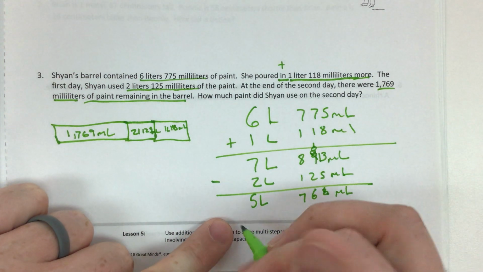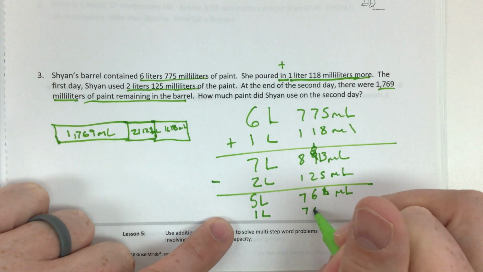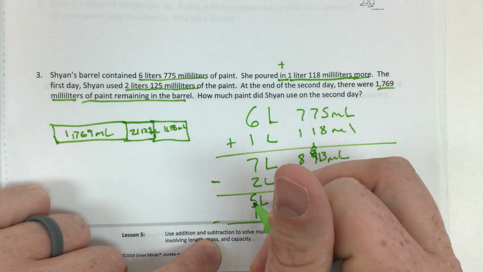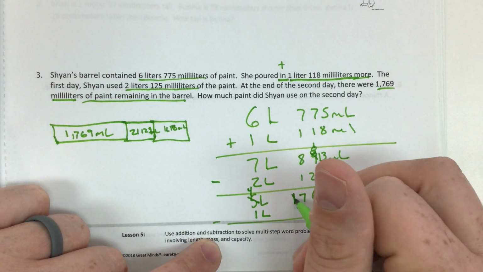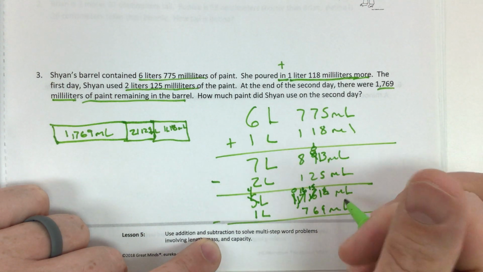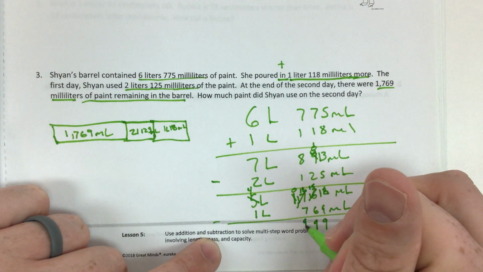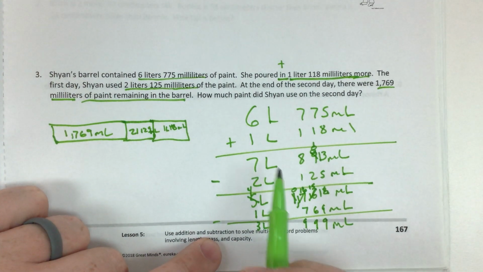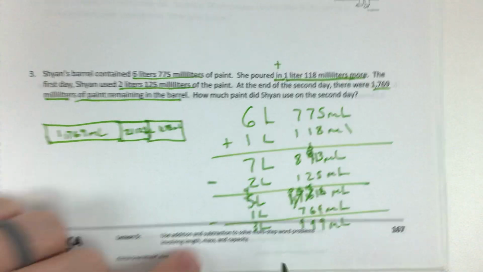In other words, that's the same thing as 1 liter, 769 milliliters. When I subtract that, what I'm going to notice is I'm going to need to borrow. So, 9 milliliters, 3 liters. What that tells me is how much did she use on the second day?